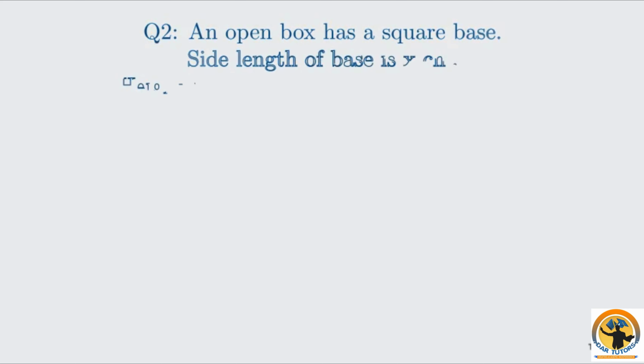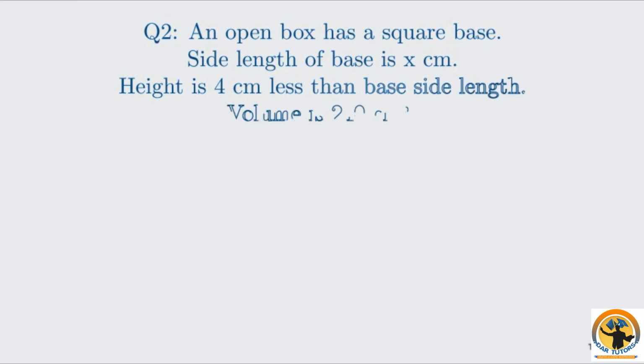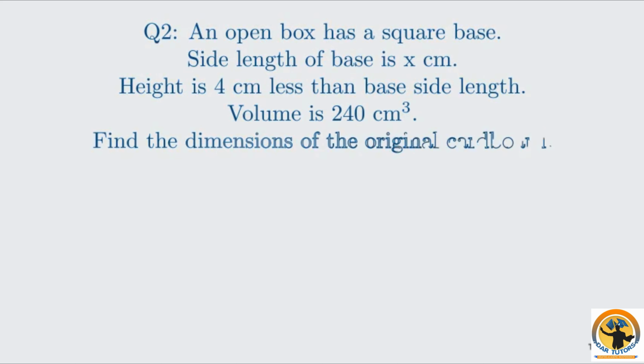Question 2. An open box has a square base with side length x centimeters. The height of the box is 4 centimeters less than its base side length. The volume of the box is 240 cubic centimeters. Find the dimensions of the original square piece of cardboard. Again, pause the video and try to solve this problem.